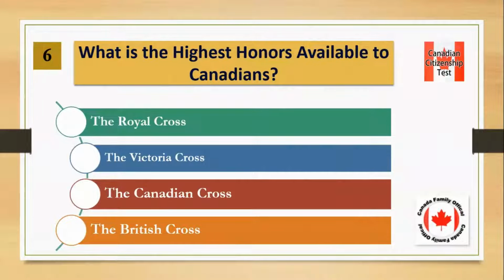What is the highest honor available to Canadians? Number 1. The Royal Cross. Number 2. The Victoria Cross. Number 3. The Canadian Cross. Number 4. The British Cross. And the answer is the Victoria Cross.